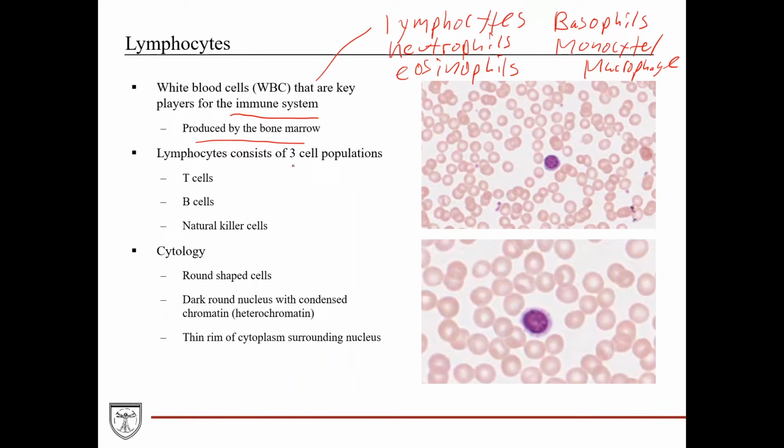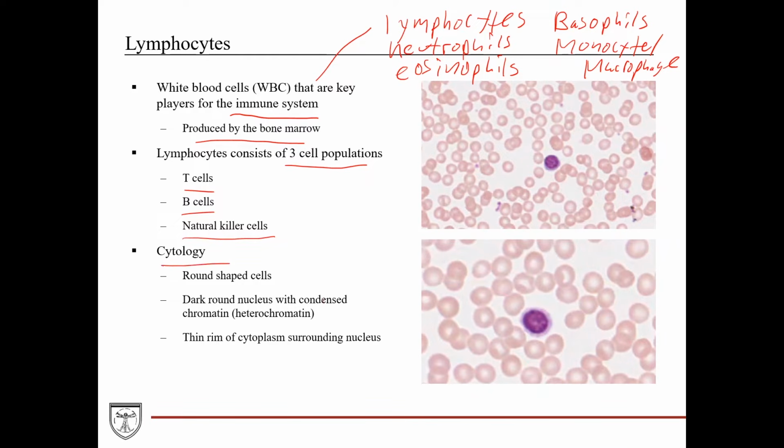So lymphocytes consist of three cell populations: T cells, B cells, and natural killer cells, or NK cells. And histologically, you can't tell a T cell from a B cell from an NK cell, especially in a peripheral smear. In connective tissue, you can see an activated B cell, also known as a plasma cell. We'll talk about that again in a little bit. We actually talked about that in the connective tissue lecture.